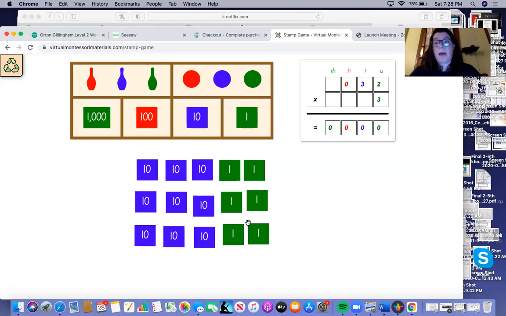So we always start with our units. We have 3 groups of 2 units, 2, 4, 6. 2 times 3 is 6. And then we have 3 groups of 30. So we have 30, 60, 90. So 32 times 3 is 96. All right.